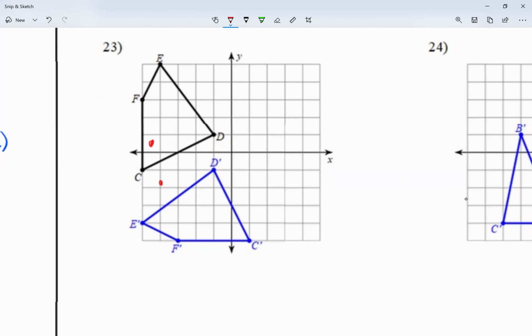So it is not reflection. Like I said, reflection, my midpoints make a line. They're collinear.